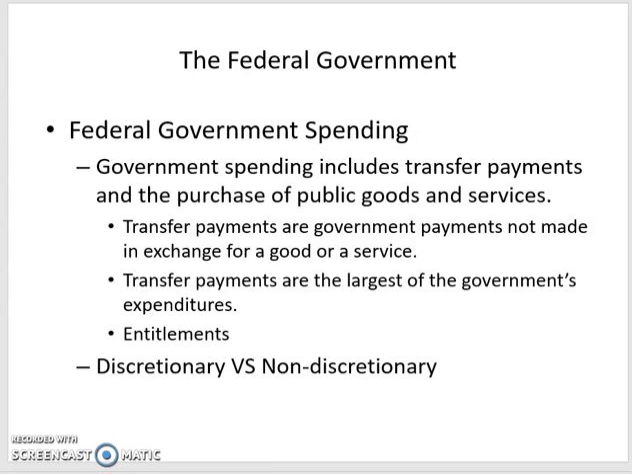Versus non-discretionary, which is where the government doesn't have a choice. They have to spend it. They're required by law to spend that money. So, for example, Social Security payments are non-discretionary. The government has to spend that money because it's a part of the law, right? When you get old enough to draw Social Security payments, the government starts giving you Social Security. They don't have a choice. They don't pass a law or change the budget every year to give you that money. The government's required to give you that money according to law.